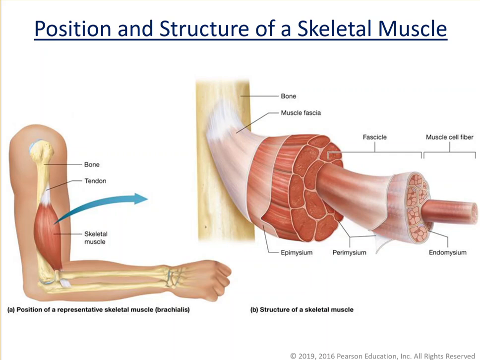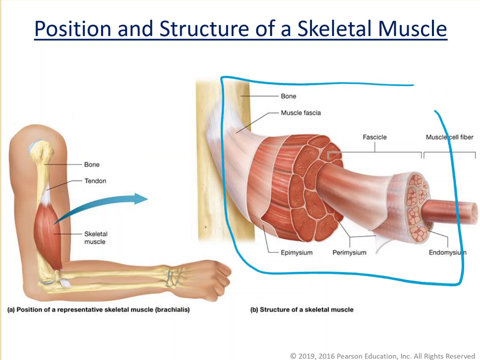So the first thing I want to point out is the basic structure, the basic anatomy of the skeletal muscle. Okay, so this is taking this bicep. This is your biceps brachii, it's called. Biceps brachii.